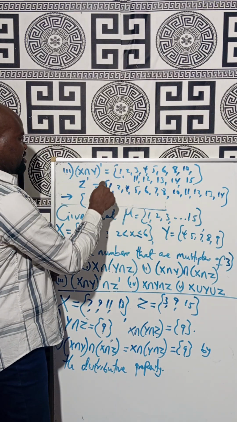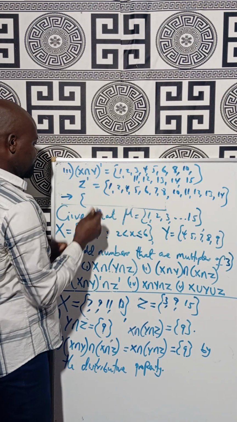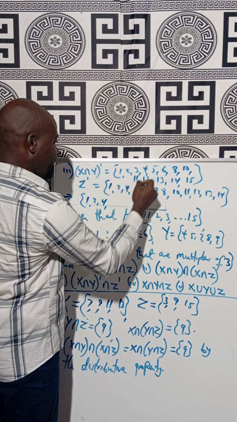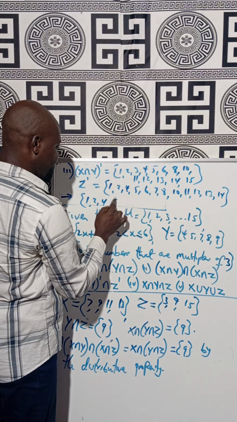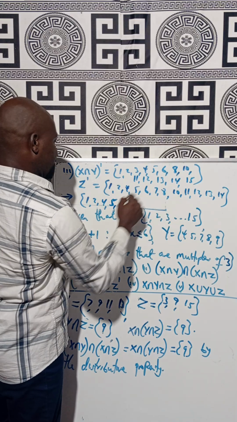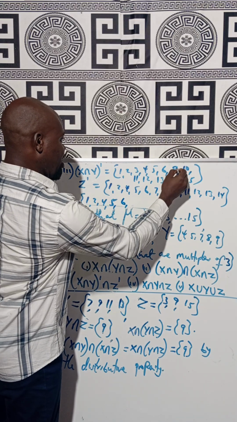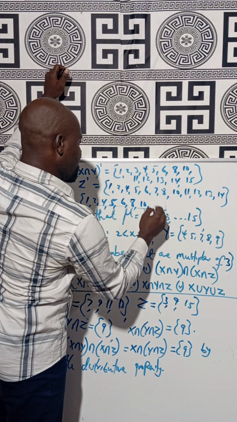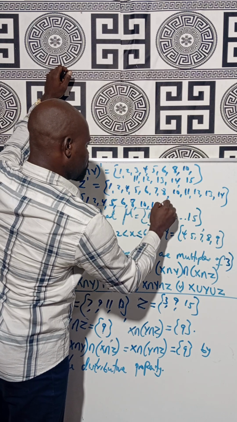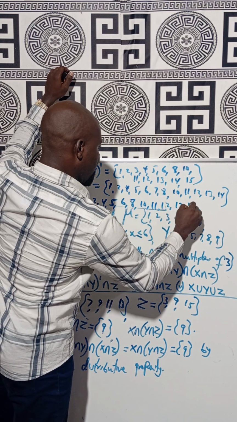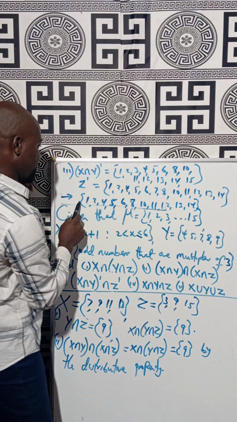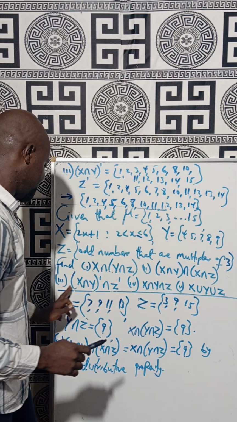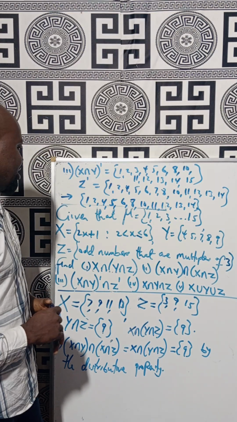Let's check. 1 is here, 1, 2. We have 4. We have 5. You can see 5. We have 6. We have 8. We have 10. We have 11, 12, 13, and 14. So this is my result for this. That's very simple and easy.